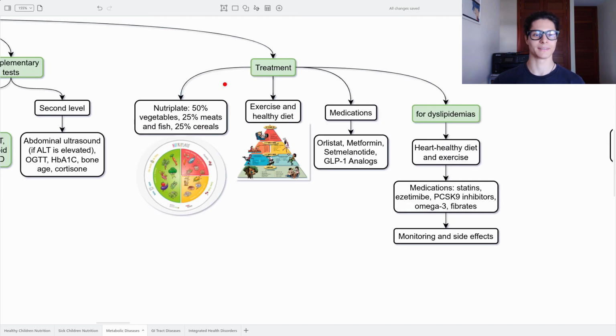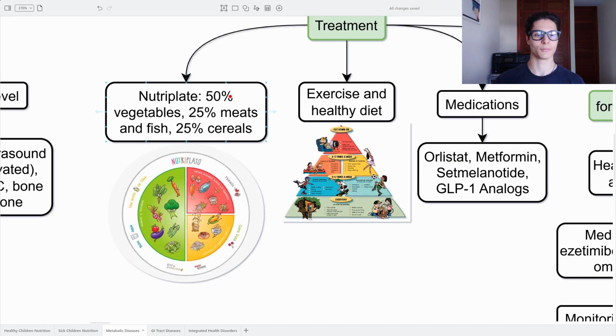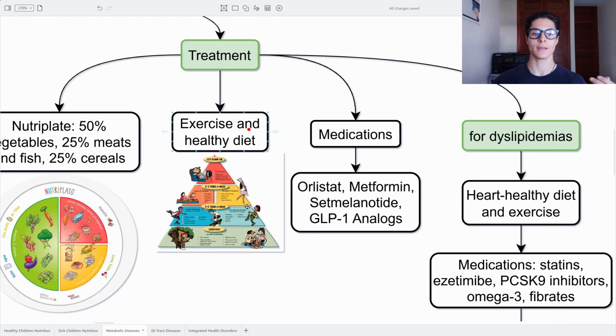And then we have the treatment. Well, we have the NutriPlate to follow here. This is to fill a plate with 50% of vegetables, 25% of meats and fish, this is indeed proteins, and 25% of cereals, carbs. Then exercise and a healthy diet.